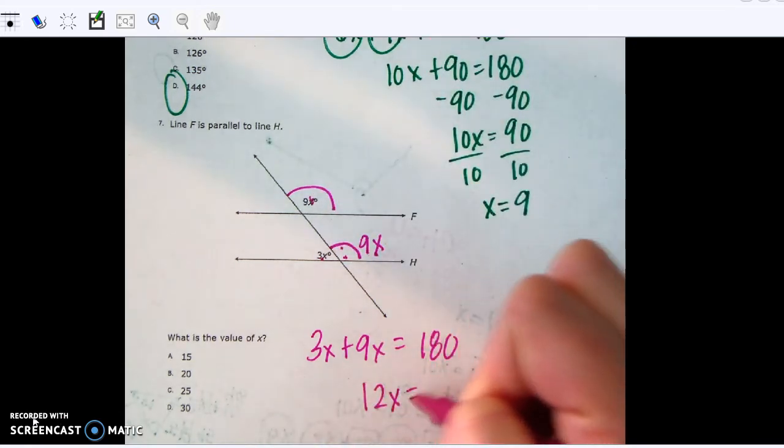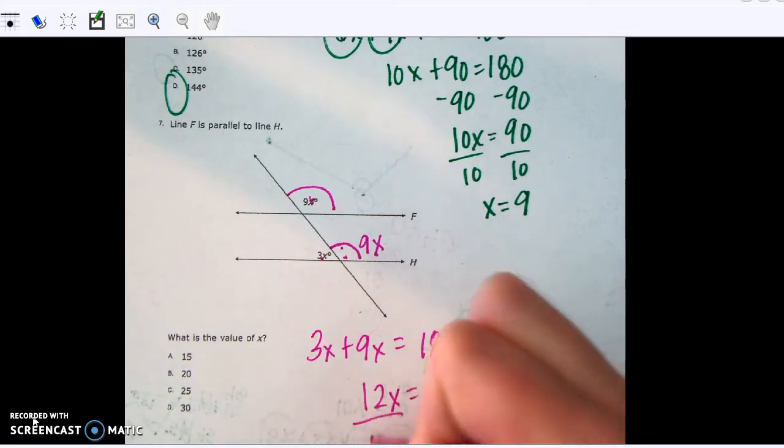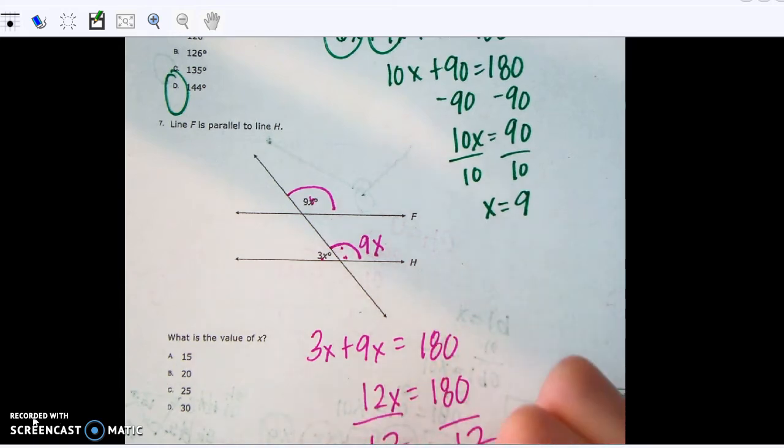So 12x is equal to 180. Divide both sides by 12. X is equal to 15, which is A.